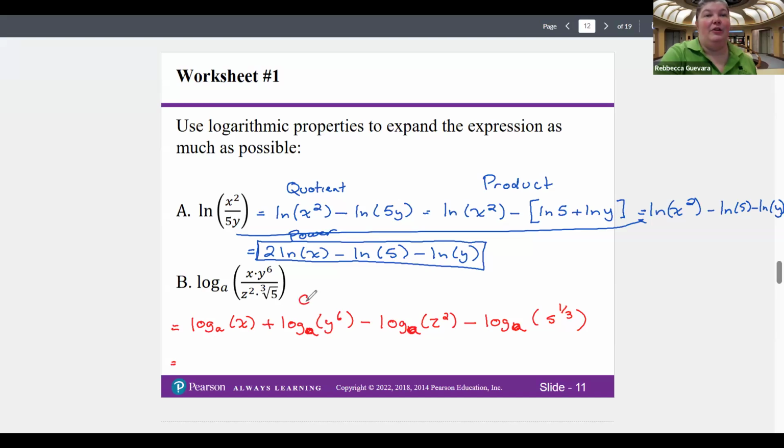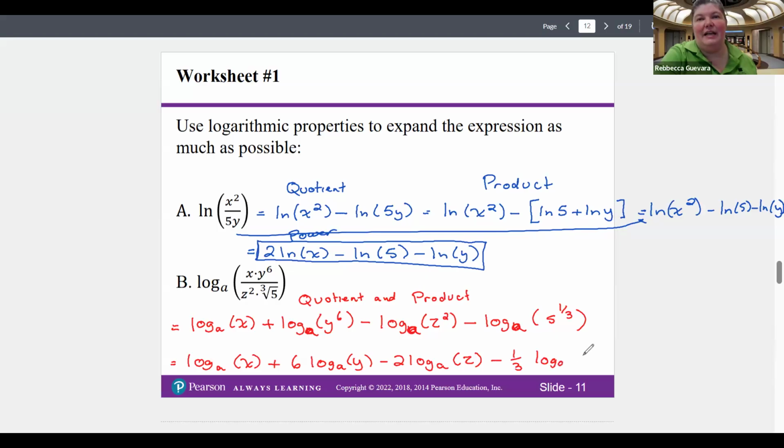So this took care of the quotient and product rule altogether. That's just another way to do it. You don't have to do it piece by piece. You can just look at it and go, oh, it's on the top, it's going to stay positive. It's on the bottom, it's going to become negative. So now we have log base a of x plus 6 log base a of y, because we're using that power rule, minus 2 log base a of z, and then we have that 1/3, so minus 1/3 log base a of 5.